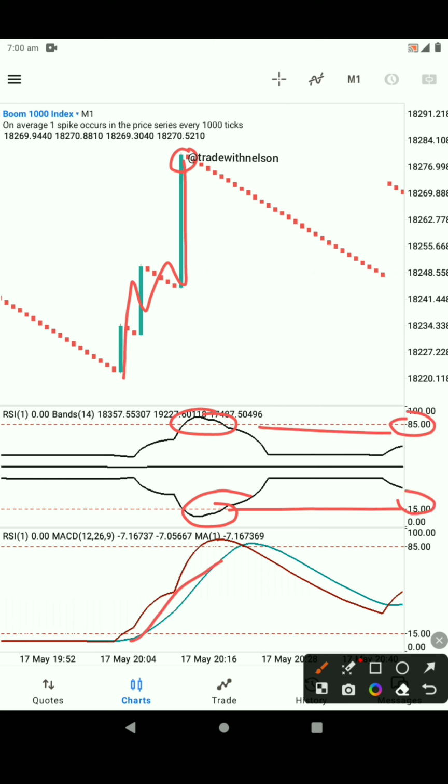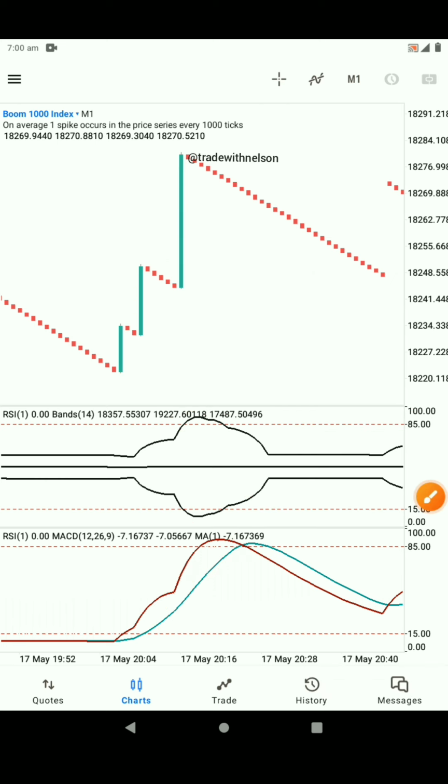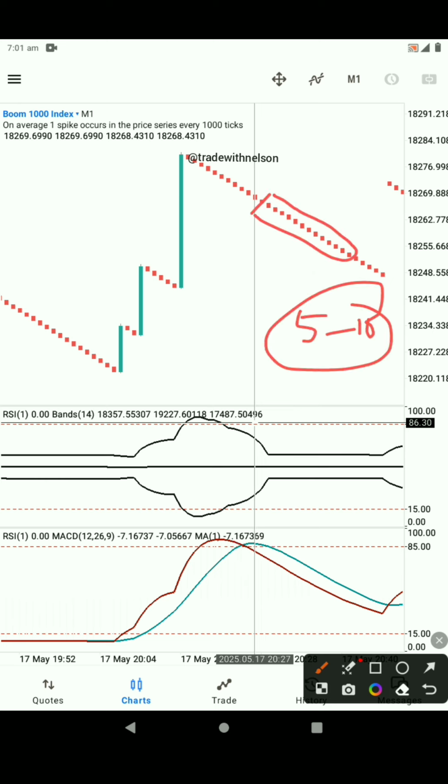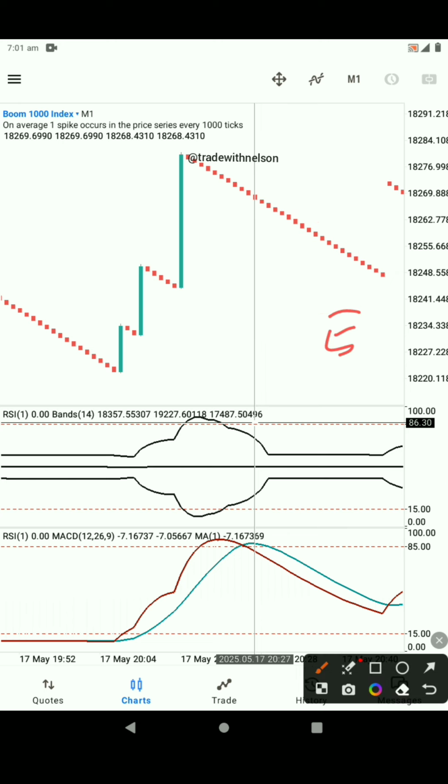At the same time, you want to see it push the MACD and the moving average into the 85 level. You want to see the complete cross of the red and the blue moving average. Enter a sell and count your 5 candles. You can also count 10 candles if you want, but the 5 candles will give you a higher win rate.